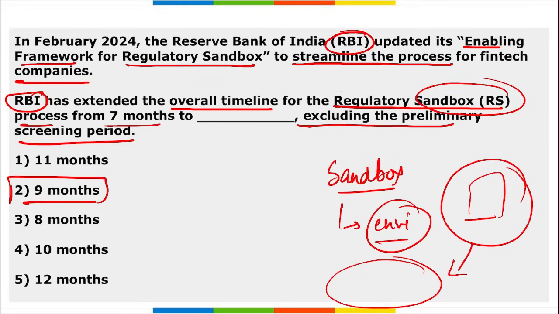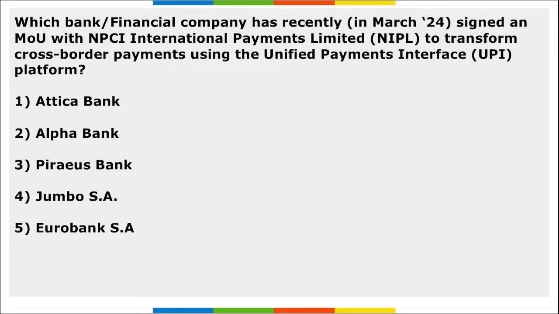So the overall timeline for the regulatory sandbox process has been extended from 7 months to 9 months. That will also include your screening period.